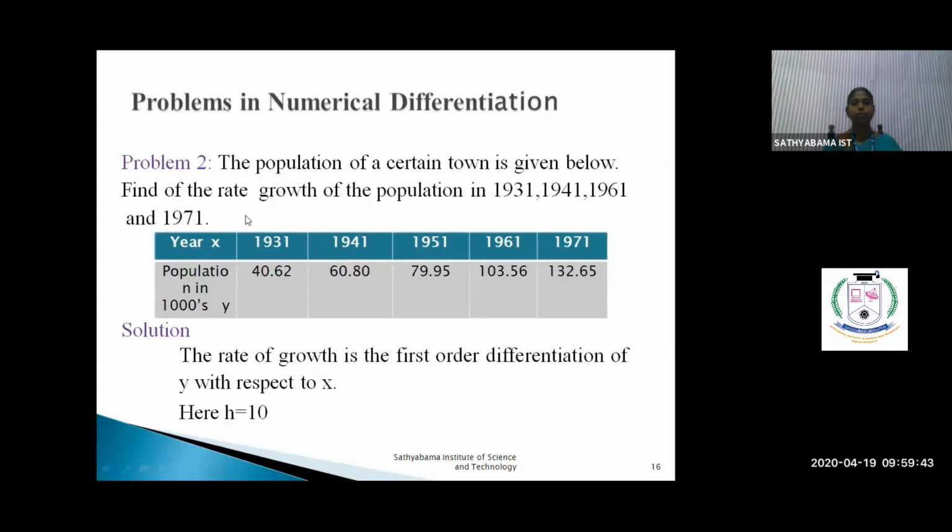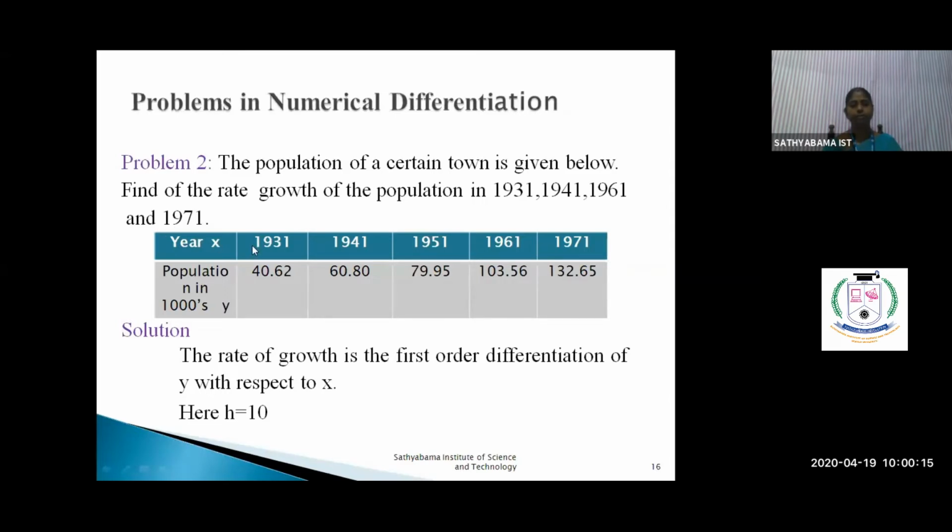Okay, now we come to the second problem. The population of a certain town is given below. Find the rate of growth of the population in 1931, 1941, 1961 and 1971. So the data is given here. Now we want to find the rate of growth of population. See that 1931, 1941, 1961, 1971. So four years are given here.